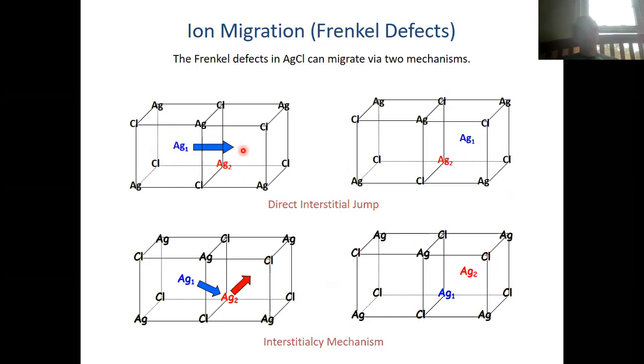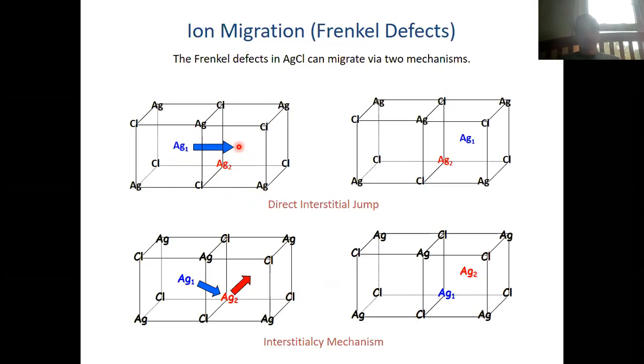Okay, the silver chloride also has the sodium chloride structure, and you see here two cubes which are part of the unit cell. A silver ion that sits on an interstitial site can actually squeeze itself through this square window to move to another interstitial site. That's called the direct interstitial jump.